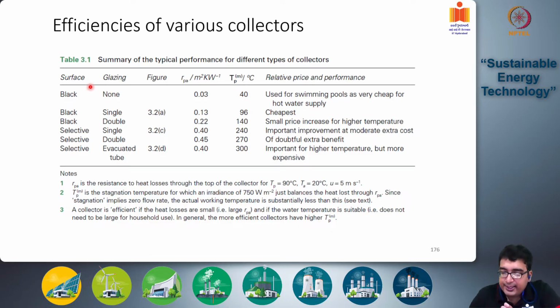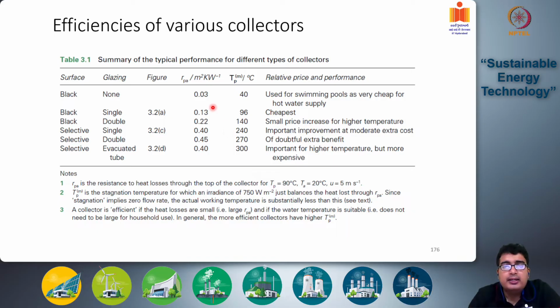So for an unglazed collector without any glass cover, you are getting very low resistance, and hence your stagnation temperature is also quite low. This is used for swimming pools as a very cheap hot water supply. Otherwise, it is not very much used. The most common is a black absorber plate with a single glazing. So you have a single glass plate at the top.